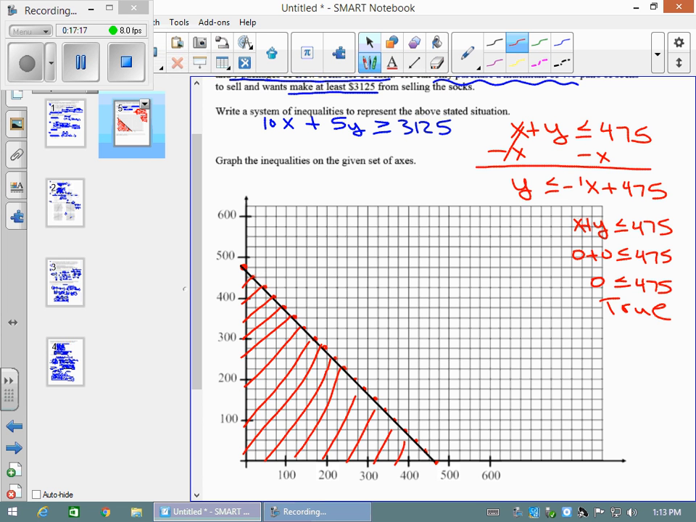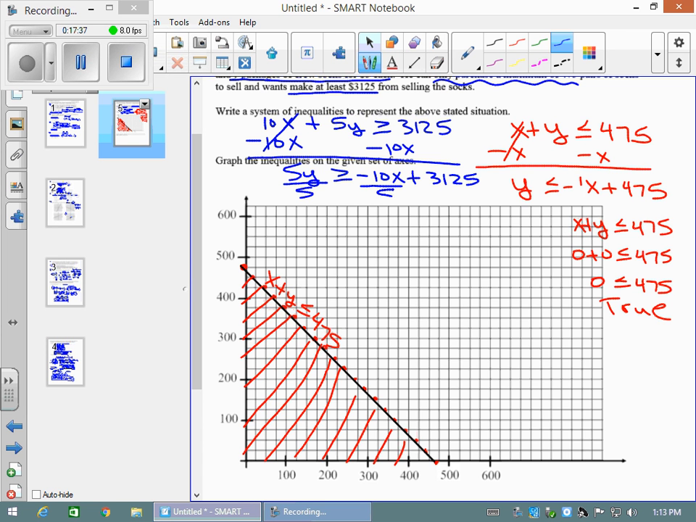Now I want to graph my other inequality, so I have to isolate y. It's going to take a little more work, so subtract 10x from both sides. 5y is greater than or equal to negative 10x plus 3,125. And we want to divide every piece by 5. So y is greater than or equal to negative 2x plus 625.